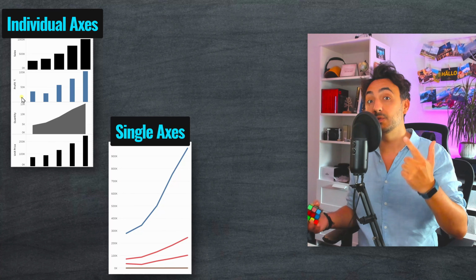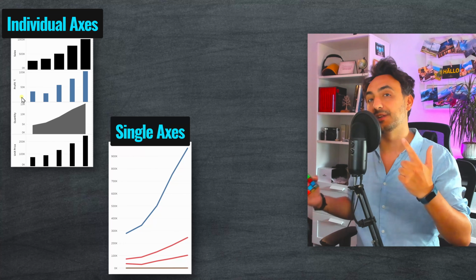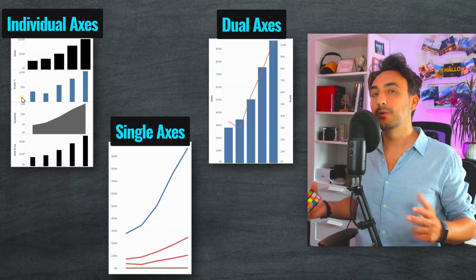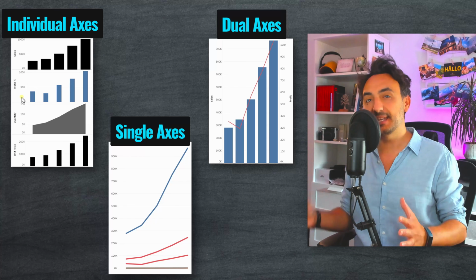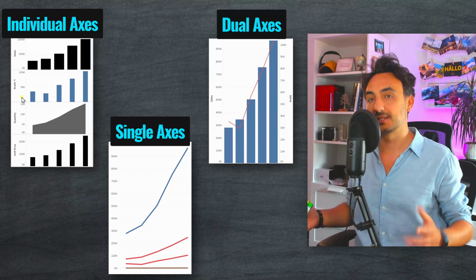The first one is to use individual axes for each measure. The second method is to use one single shared axis using measure values and measure names. And the third one is to use dual axes in Tableau. So now we're gonna go and learn those methods step by step, and we're gonna learn as well the advantages and disadvantages of each method. So let's go.